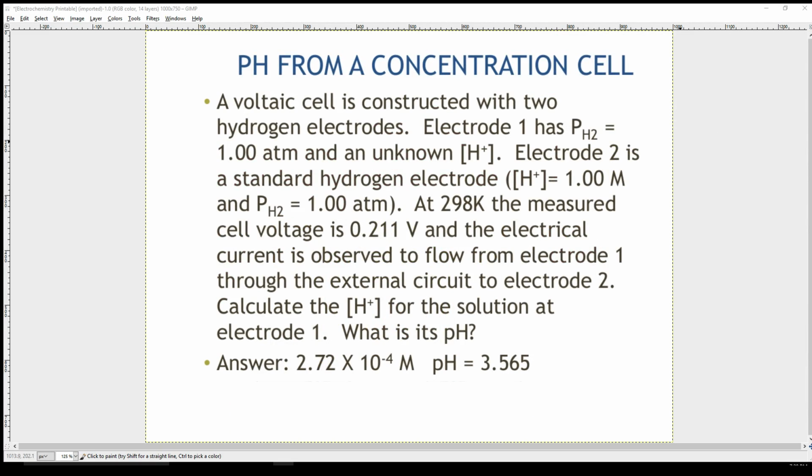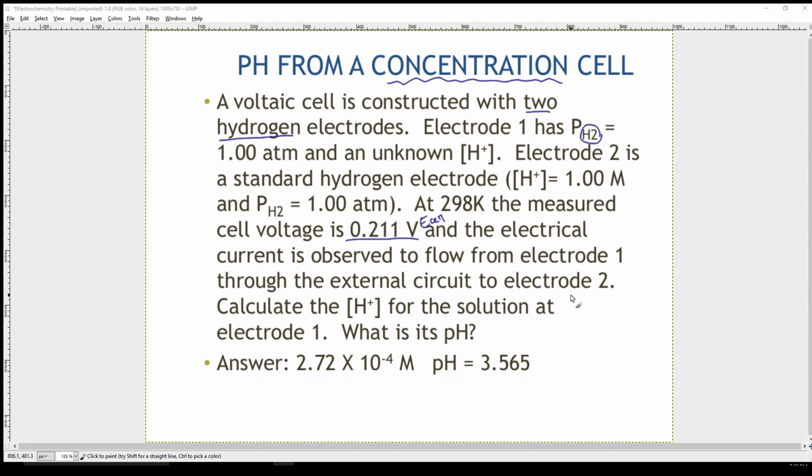All right, this is a longer one. A voltaic cell is constructed with 2 hydrogen electrodes. 2 of them. So if they're both hydrogen, that means that this must be a concentration cell. Electrode 1 has a pressure of 1 atmosphere for H2 and an unknown hydrogen concentration. Electrode 2 is a standard hydrogen electrode of 1 molarity concentration for H plus and 1 atmosphere pressure for the hydrogen gas. At 298 Kelvin, the measured cell voltage is 0.211 volts, so that's my E of the cell.